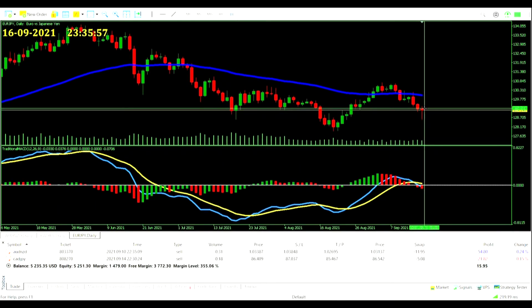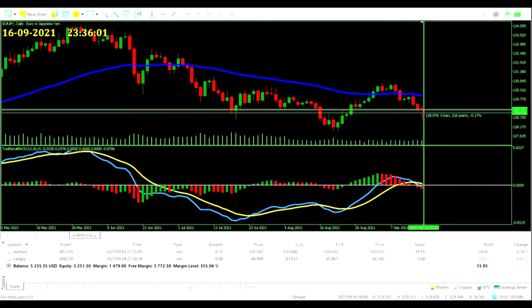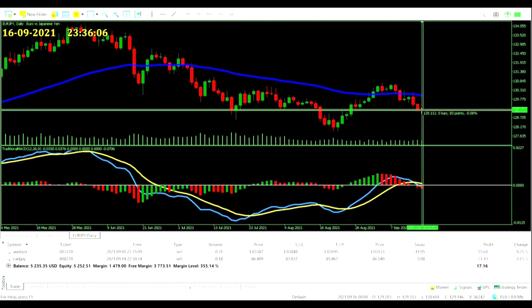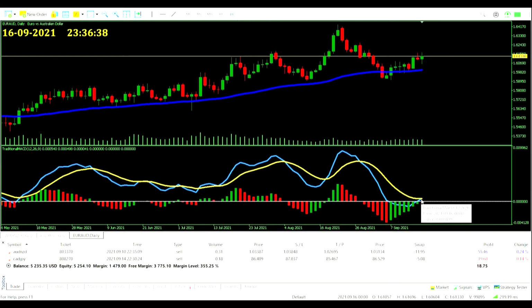The euro Japanese yen pair, if we'd been in this one, we'd only be a little bit in profit at the moment. It would have come down. That wouldn't have been enough to take profit though, so we would be back up here right by our entry price at the moment. And there's another zero line crossover here on the euro Aussie dollar pair.